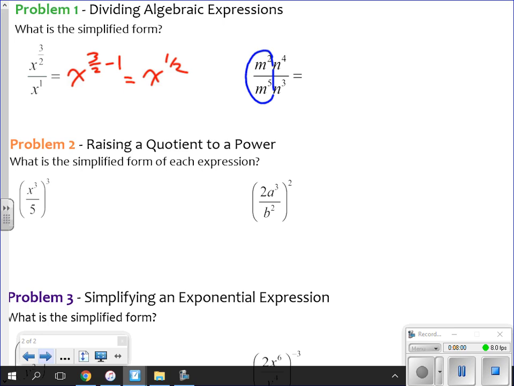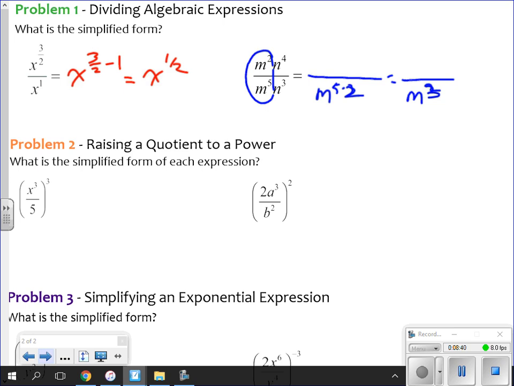So I ask myself, what's bigger, 5 or 2? 5. So that means my answer is going to be in the denominator where the 5 is. So I end up with m to the 5 minus 2, which gives me m cubed in my denominator. So that's just my m's. Thank you. My bad. I get carried away and sometimes put the answer in the problem.